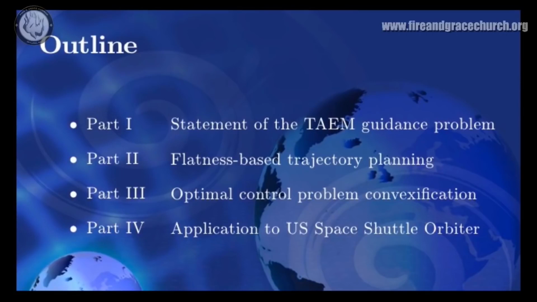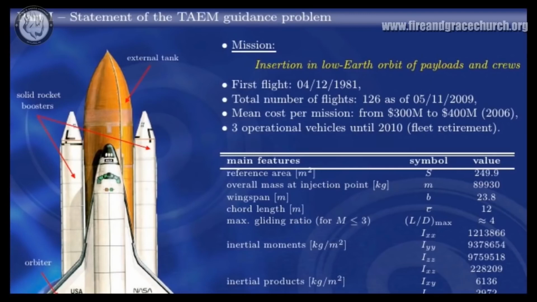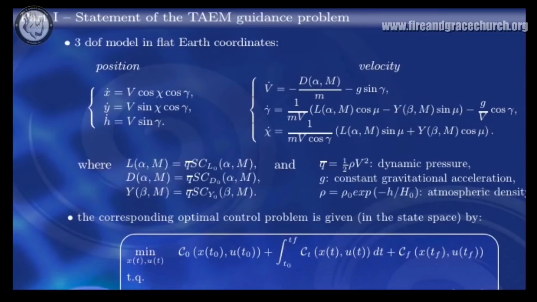Flatness-based trajectory planning. Here we go. He's talking about for this little vehicle right here. And we'll keep going. Notice he says model in flat earth coordinates. Everybody see that? Again, this doesn't exist, right? Flat earth doesn't exist, but we're going to have a model for it and all this unicorn math. Sprinkled with fairy dust.